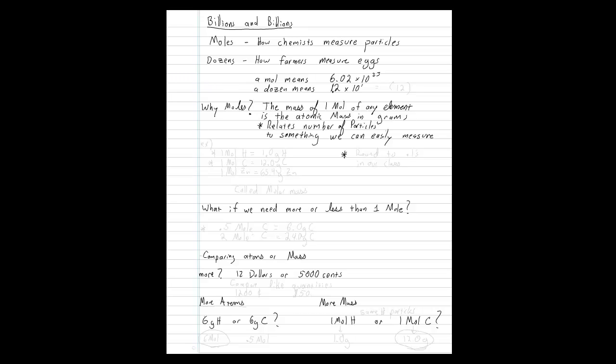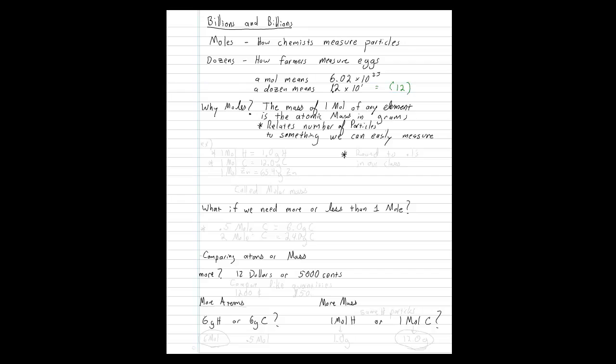I like to liken it to how farmers measure their eggs. And this is something very familiar to us. Farmers measure their eggs in dozen, right? So if you go out and buy 2 dozen eggs, you're getting 24 eggs. Now, a mole just means 6.02 times 10 to the 23rd. Similar to how a dozen means 1.2 times 10 to the 1. In other words, a dozen is just 12 of something.